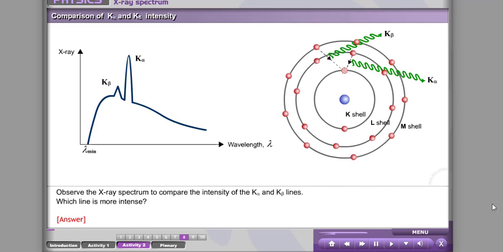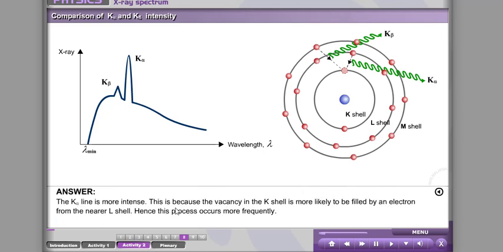Observe the X-ray spectrum to compare the intensity of the K-alpha and K-beta lines. Which line is more intense? Answer: the K-alpha line is more intense. This is because the vacancy in the K shell is more likely to be filled by an electron from the nearer L shell. Hence, this process occurs more frequently.